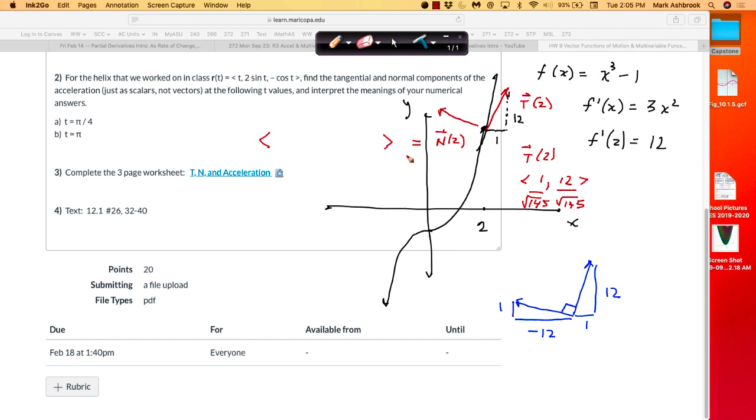No, we need a unit vector again. So what will it be? Negative 12 over 145.